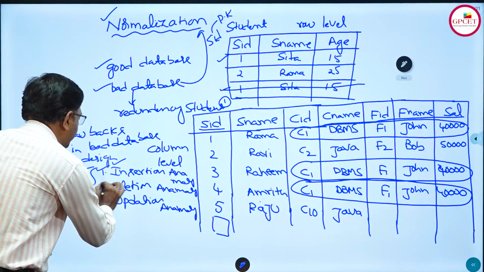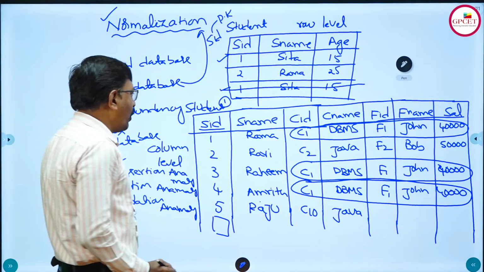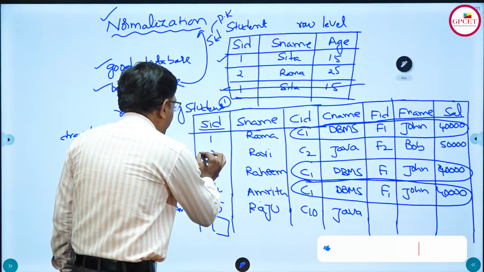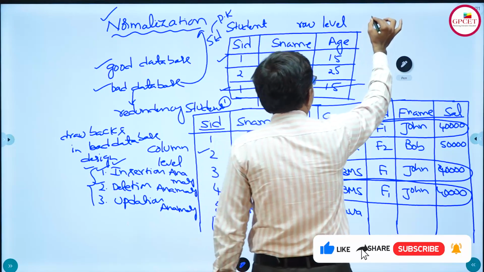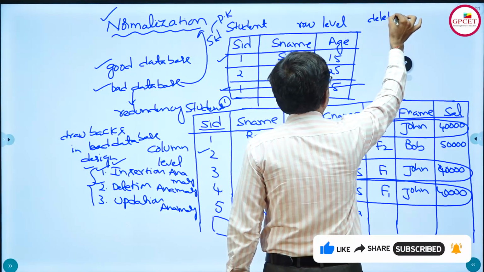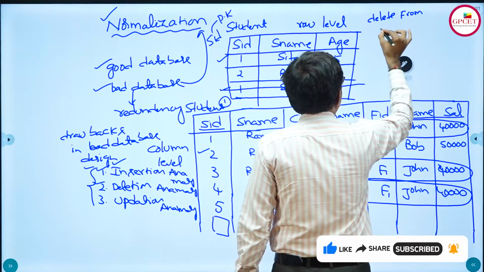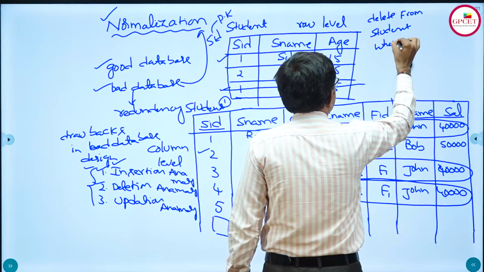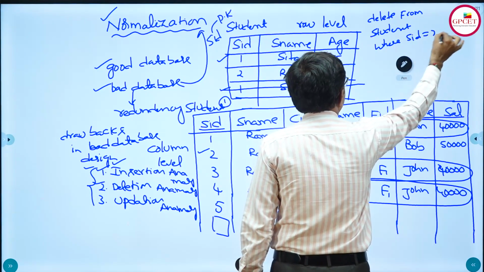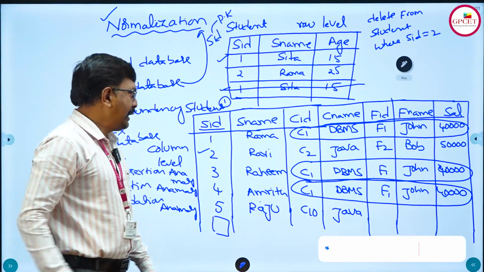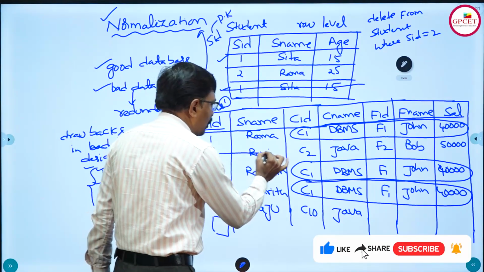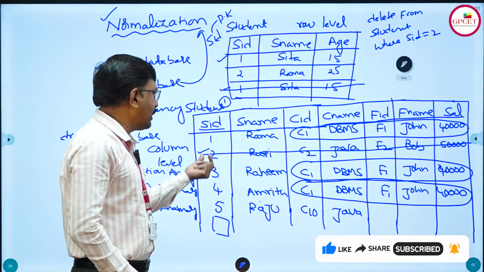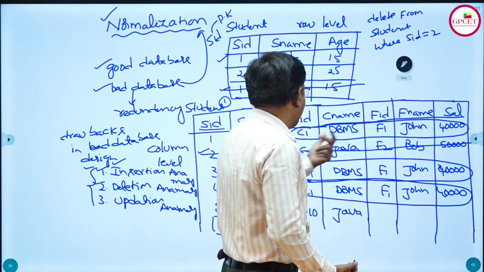Second one, deletion problem. Observe here, deletion. Suppose you want to delete a particular row using SQL. What is the command? Delete from student where SID equal to 2. If we delete the second row, that data is removed. But what if you delete that particular record, what about the faculty and the course?